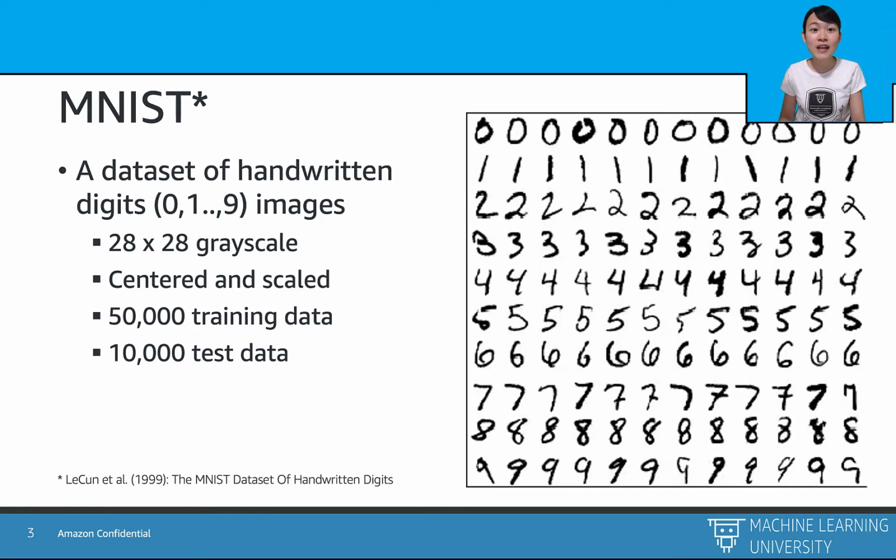So the first and probably the largest computer vision dataset back in the 1990s is the MNIST dataset. It contains 70,000 handwritten digit images, where 60,000 are for training and 10,000 for testing. Those images are all in grayscale, normalized and scaled to center, and each image is of size 28 by 28. More detail of this dataset can be found in the paper by Yann LeCun et al. in the 1990s.